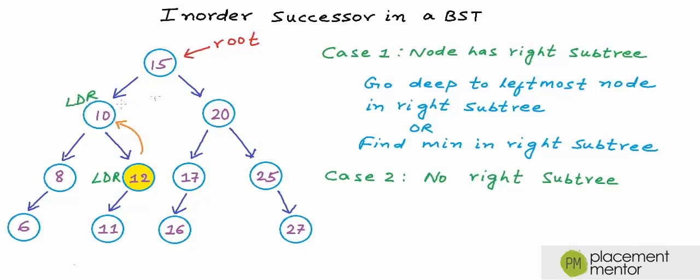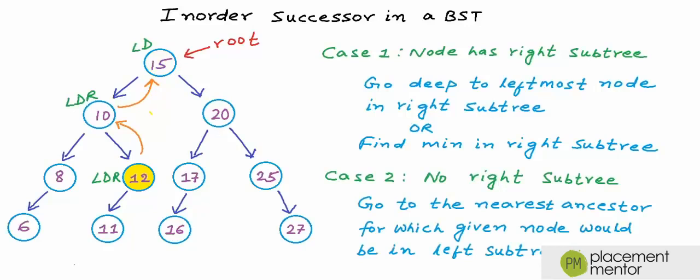Now the recursion will roll back further and we need to go to the parent of 10. And now we are going to 15 from the left, so this guy is unvisited. So we can visit this node and this is my successor. If the node does not have a right subtree, we need to go to the nearest ancestor for which the given node would be in its left subtree. Here for 12 we first went to 10, but 12 is in the right subtree of 10, so we went to the next ancestor 15, and 12 is in the left of 15, so this is the nearest ancestor for which 12 is in the left, and hence this is my in-order successor.